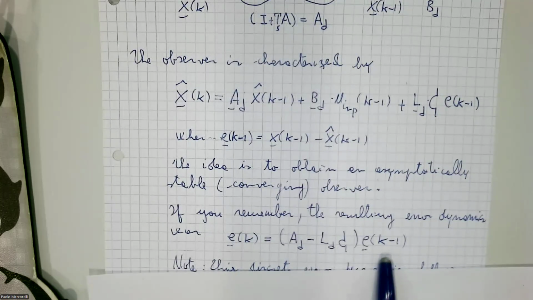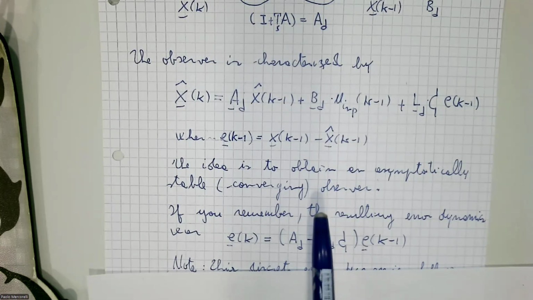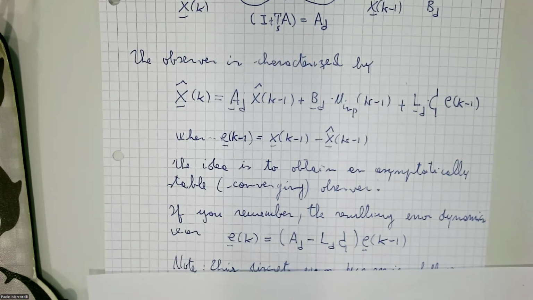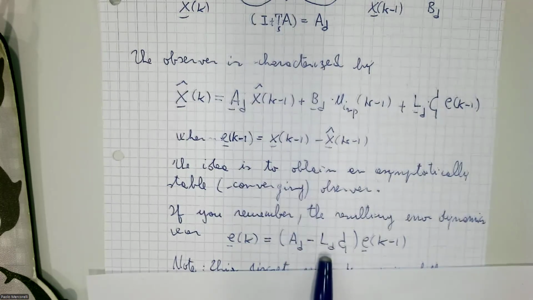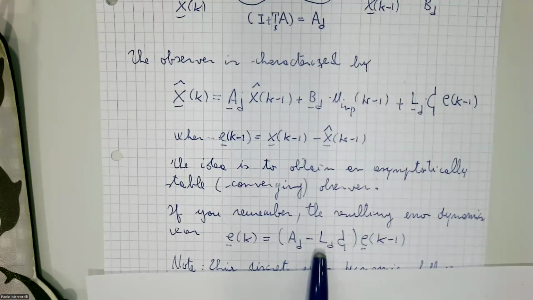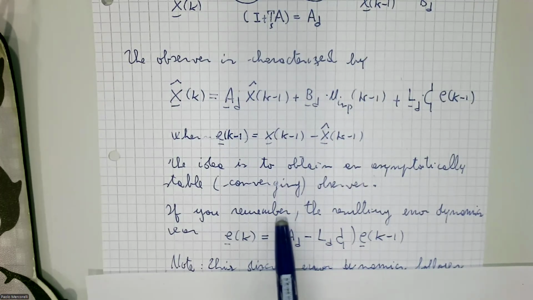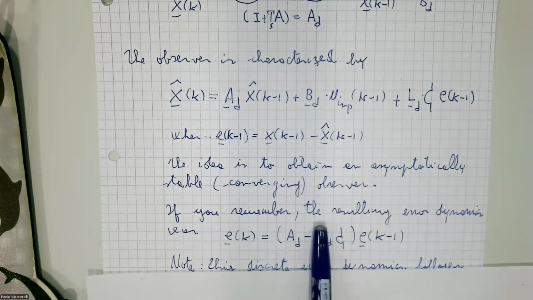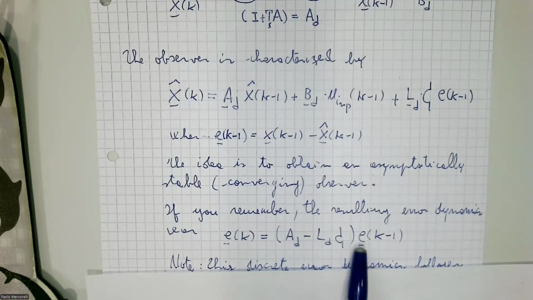And if you think about what I told you in the chapter on discrete systems, the magnitude of the eigenvalues of this matrix must be inside the unit circle. It is enough to design LD, which guarantees that the eigenvalues of this matrix are inside the unit circle.